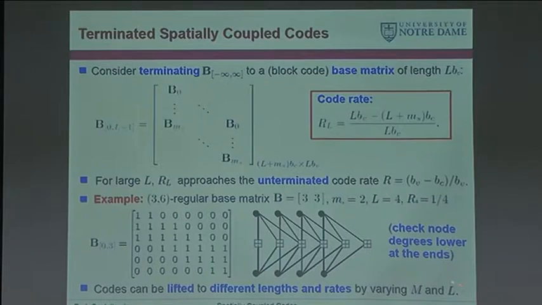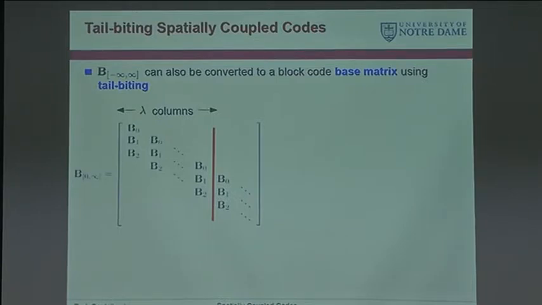Normally, you would use a large L so that you have little rate loss, and you'd also use a large M. Well, we did see already that the lifting factor M influences the constraint length, and if we want a strong code, we should have a large constraint length. Now, there's another way we can make a semi-infinite base matrix finite. We can use tail biting.